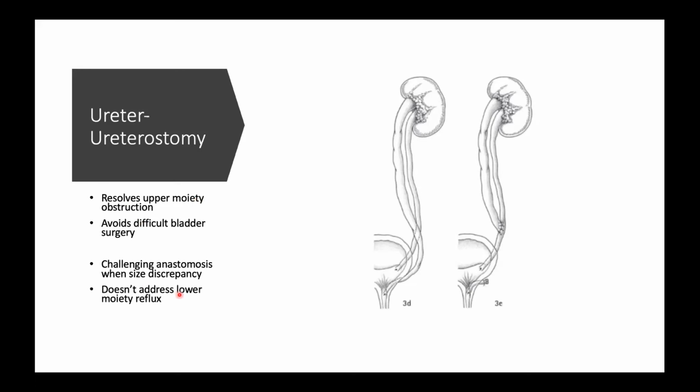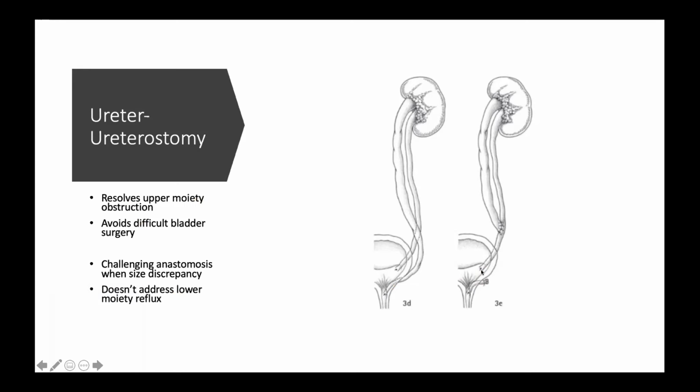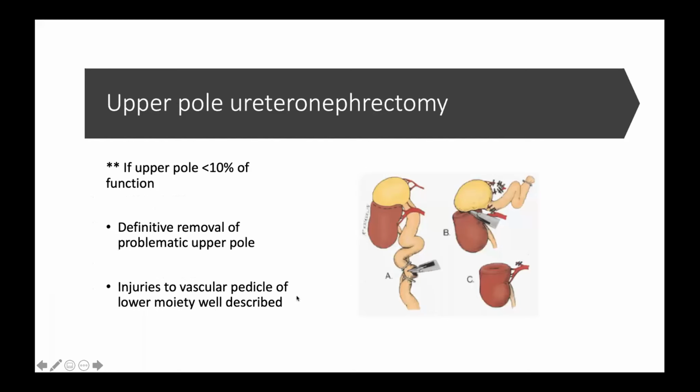And then once again, this doesn't sort out your lower pole reflux, if that is a concern for you. As always, the likelihood of UTI is there, but if you're getting recurrent UTIs and you've got proven ongoing reflux into the lower pole after this procedure, I think you would once again be obliged to do a reimplant.